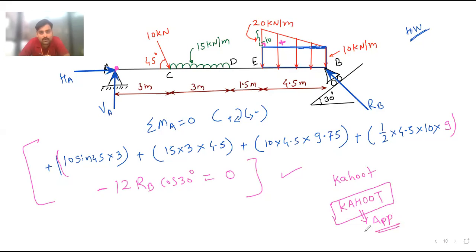Download it and install it in your mobile. When it asks you to open the account, use your college mail ID. By using this app, we will take some quiz. Quiz we will take, not test. Quiz we will take by using this app. Okay. So search and download this app. MCQ type? MCQ type.